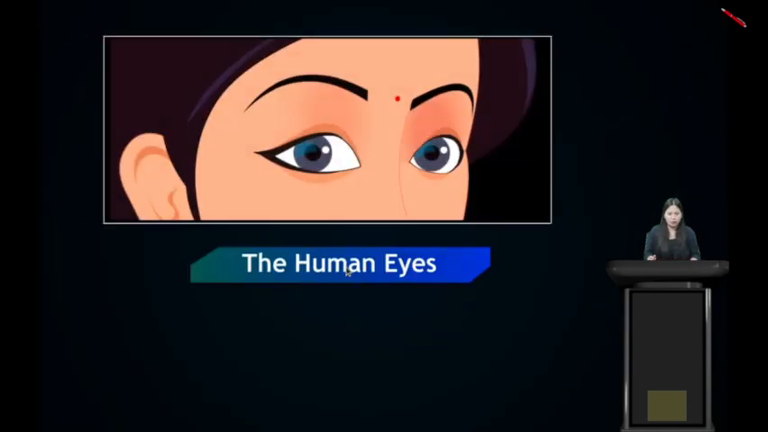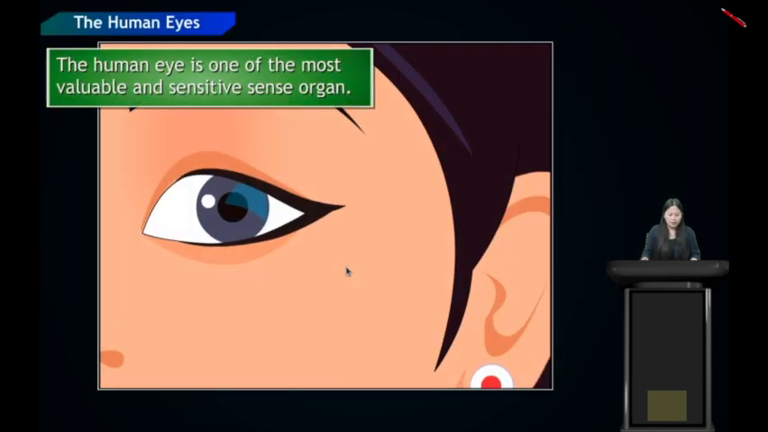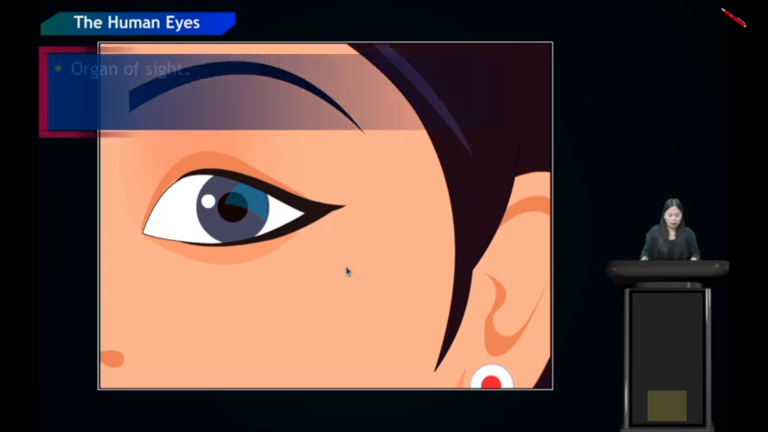Okay, let us see the structure of the human eyes. The human eye is one of the most valuable and sensitive sense organs. It is very sensitive and very valuable. Just imagine how our life would be if we did not have eyes. We would not be able to see anything around us.